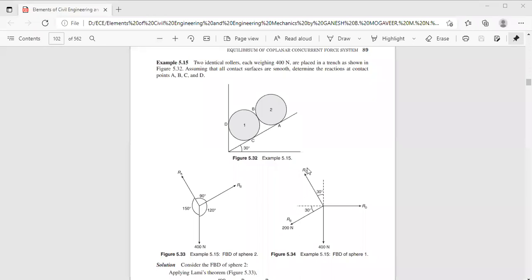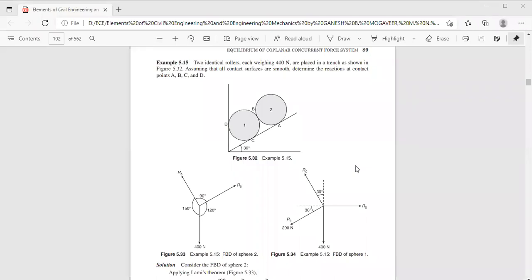Can you please tell me what is the value of RC? Once you get the value of RC, you can use that same value in equation 1, that is sigma Fx is equal to 0, RD minus RC cos 60 minus 200 cos 30 is equal to 0. So once you know the value of RC, then you can find the value of RD. Has anyone done it? So tell me the value of RC. That is sigma Fy is equal to 0.